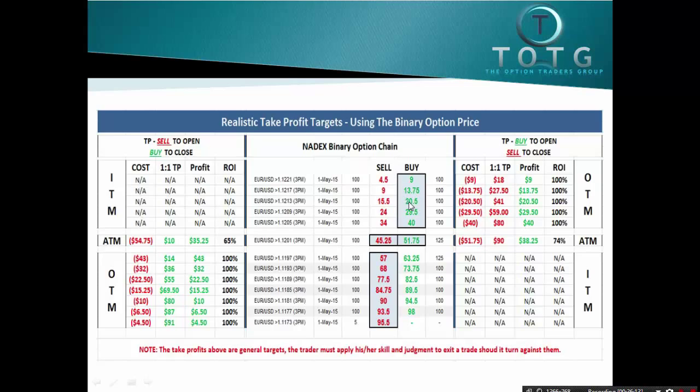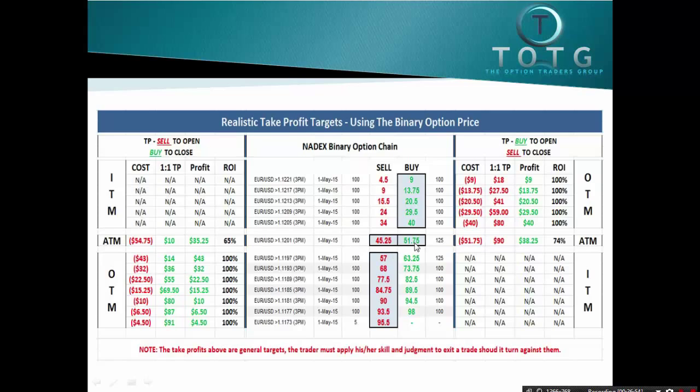Like this one here. Your risk is $20 on this trade, or $20.50 right here. To take profit, you need to times it by 2. That's your 1-to-1, so you would put in the Nadex ticket a take profit of $41. Your profit realized is $20.50 minus fees, of course, a 100% ROI. Same thing here. This is getting closer to at the money, but it's still out of the money. Your cost is $40, 1-to-1 would be $80, so that's your $40 profit.